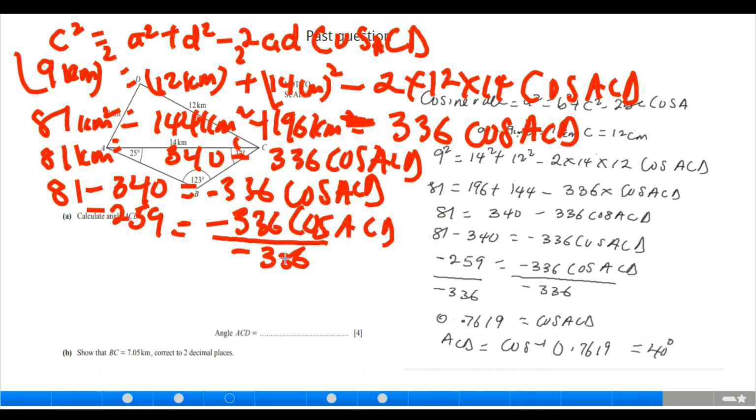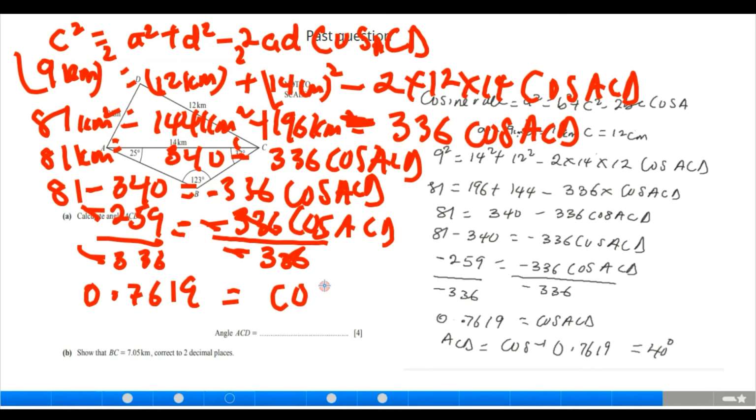Now we are going to be dividing both sides by minus 336, since we are looking for cos ACD. So the minus signs cancel each other, and 336 cancels 336 here. So 259 divided by 336 will give us 0.7619 approximated.